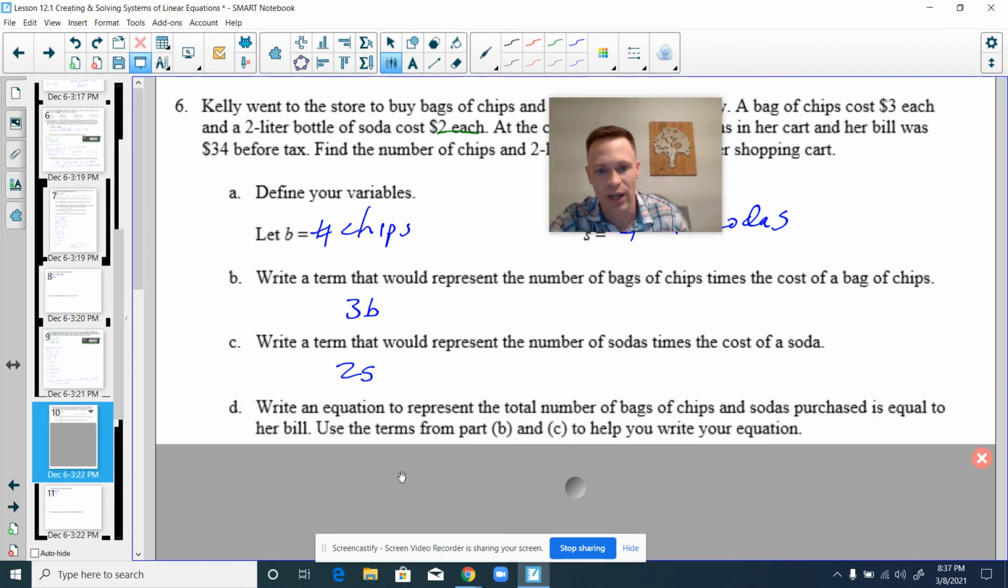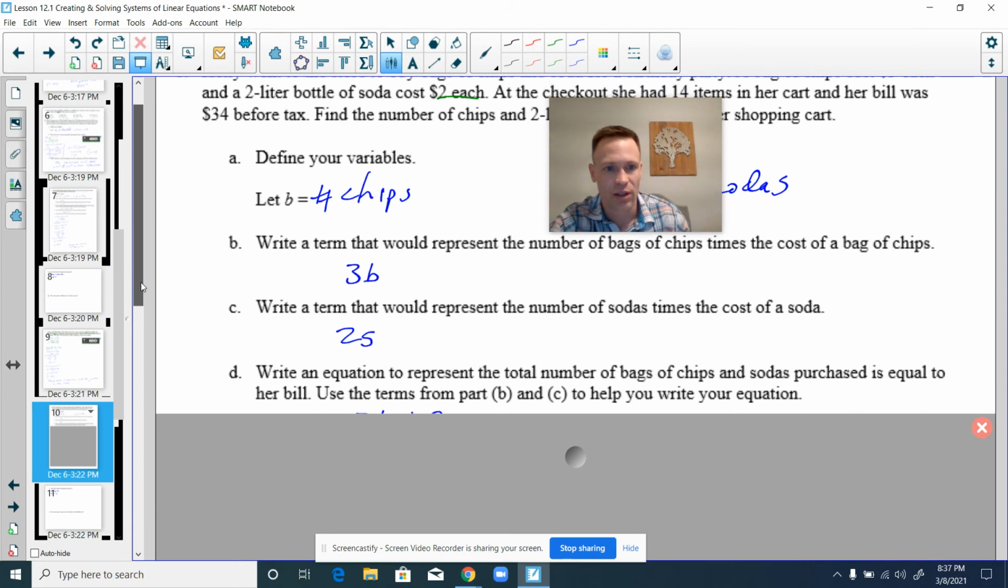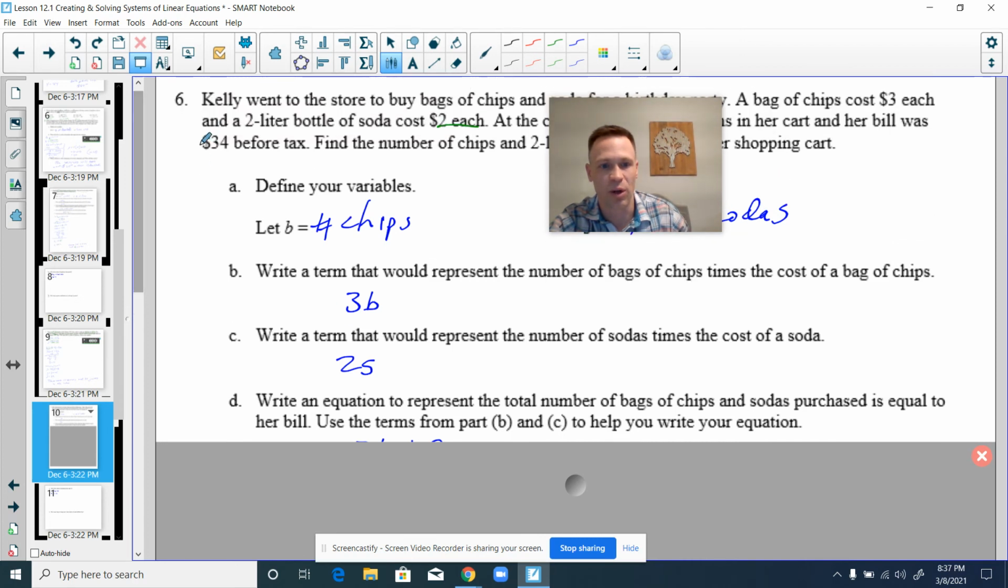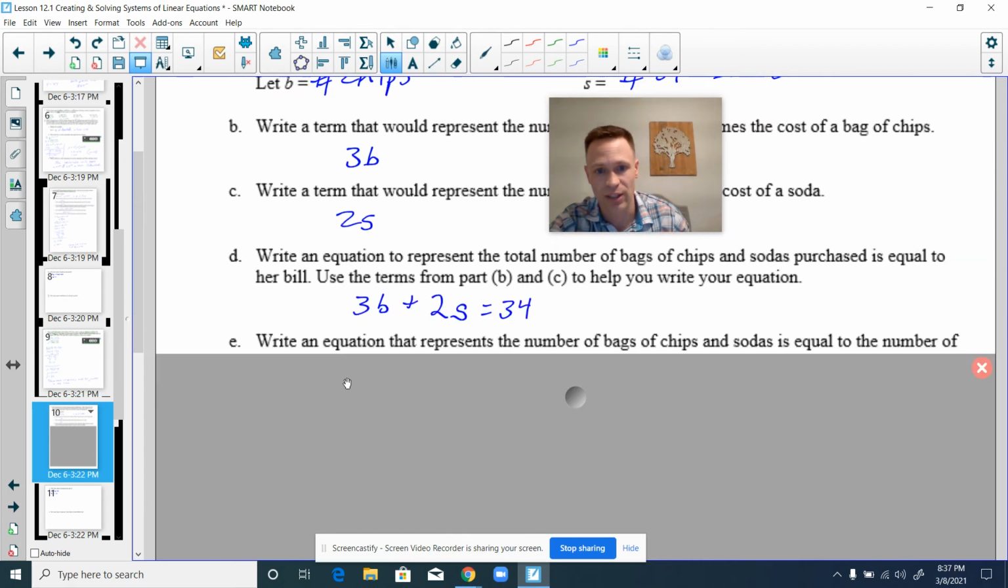Now we're going to write an equation that represents the total cost of the bags of chips and the soda, but then also set it equal to the amount of money that we spent. So that's going to be 3B, $3 times the number of bags of chips, plus $2 times the number of soda bottles, equals the $34 that they spent. So that's equation number 1.